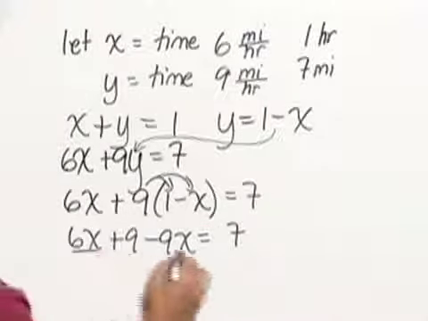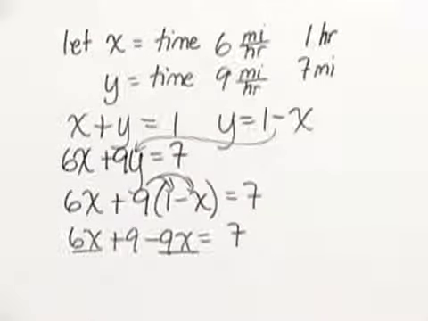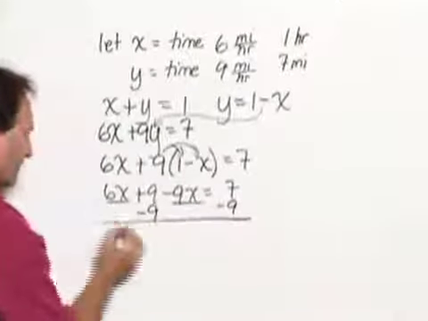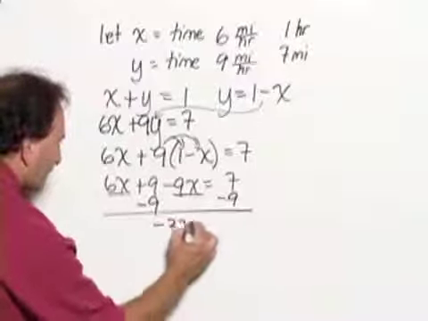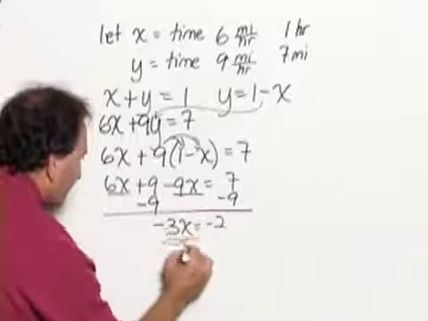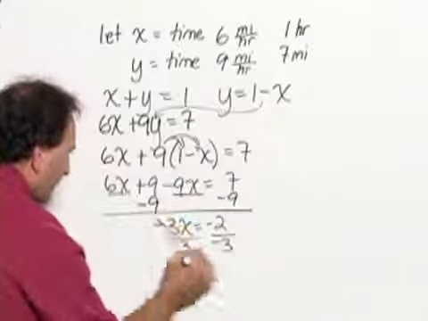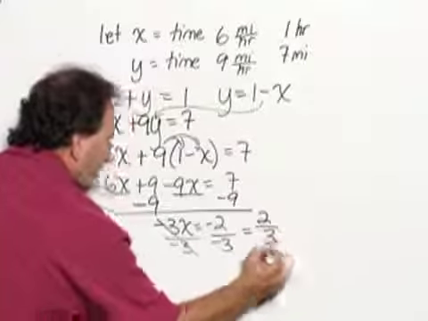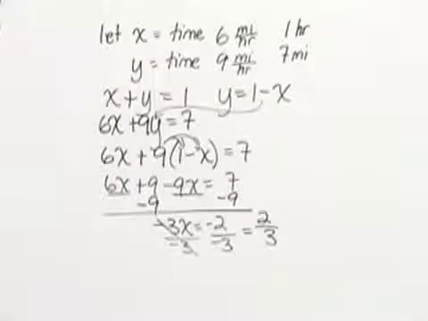Now, we have a 6x and a negative 9x. We can combine those together. At the same time, let's subtract 9 from each side, and we get negative 3x equals negative 2. Dividing both sides by negative 3, those cancel out, leaving us with x equals, in this case, positive 2/3.